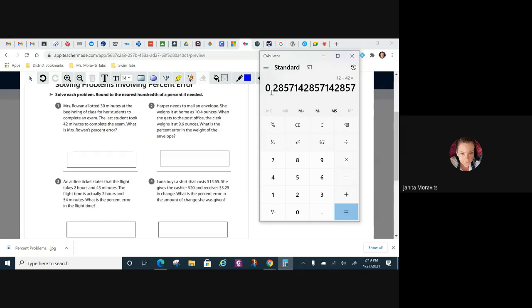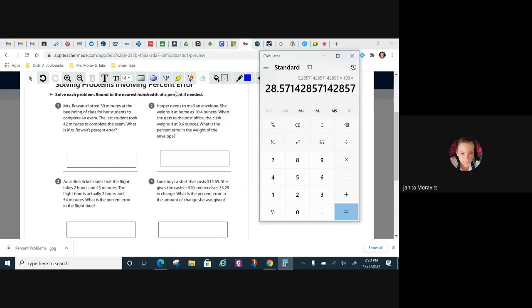All right, we get a pretty big number here. Now, it says round to the nearest 100th of a percent if needed. Well, first of all, remember when we change your decimal to a percent, you move it 2 places to the right. So that would be 28.57. All right, but you can also say times 100, so you can see it a little easier on here.